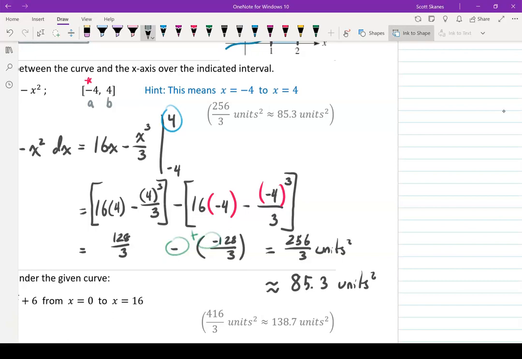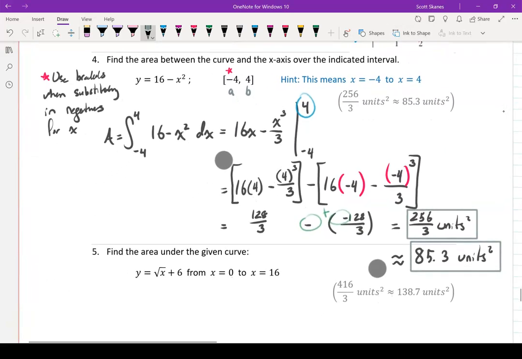So the takeaway in my book for this question is anytime you have a negative, use brackets, and be very careful about how to set these things up.